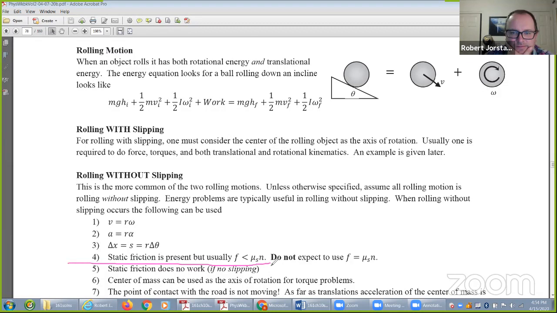Static friction is present, but this is a common misconception. Usually when a ball is rolling, it's not on the verge of slipping. Only in very rare situations would this thing be on the verge of slipping. So in general, just because you have friction doesn't mean you can use this. In fact, do not use that unless you are told otherwise. Like I said earlier, friction does no work if there's no slipping. We saw that friction does negative work when it is slipping, but in this case, it's rolling without slipping. That means the friction does no work.